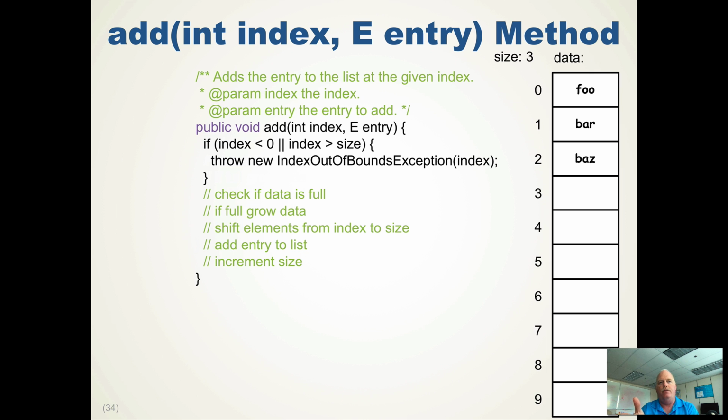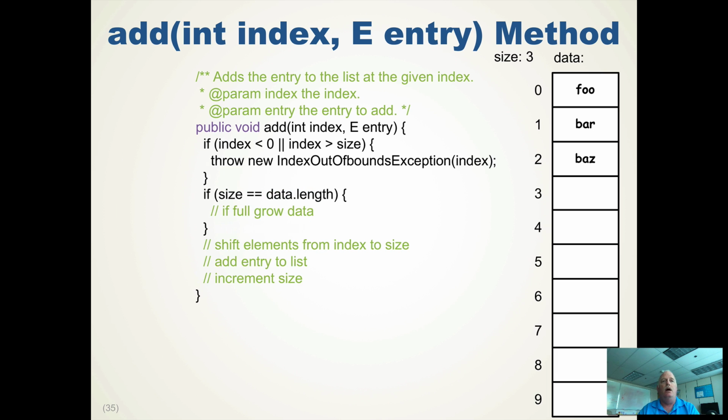at the end. So if I say add at size, that is legal because that's just what the add method does. So I can say greater than or equal to size, or greater than size, because if it is equal to size, that's legal. Throw my index out of bounds exception if it's not legal. I check the size by checking size versus data length. If it's full, I grow it by doing my array's copy of, and I double the length of my array.